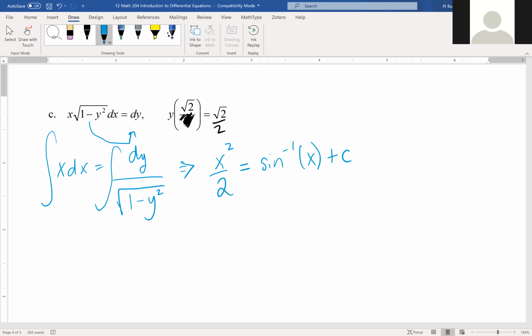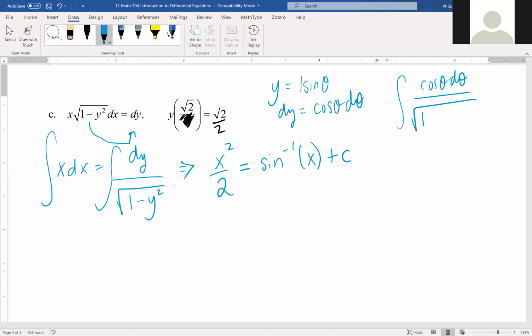Or we could do it really quick. We could say y is sine theta, dy is cosine theta d theta. That's cosine theta d theta over the square root of 1 minus sine squared. 1 minus sine squared is cosine squared. Square root of cosine squared is cosine. So you end up with integral d theta, which is theta.